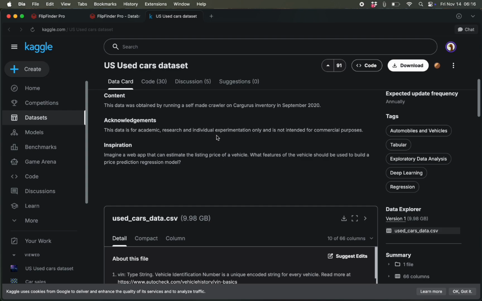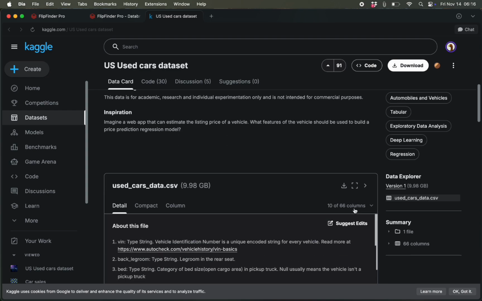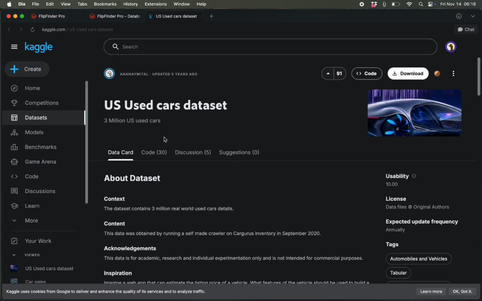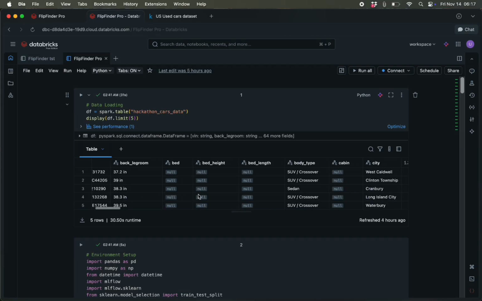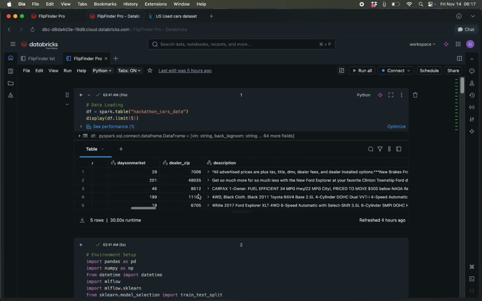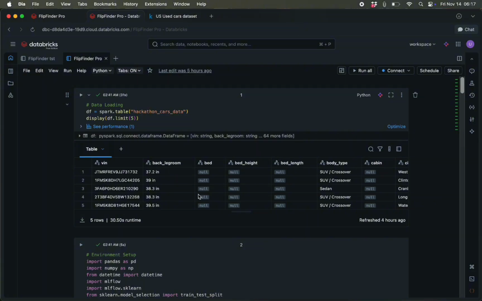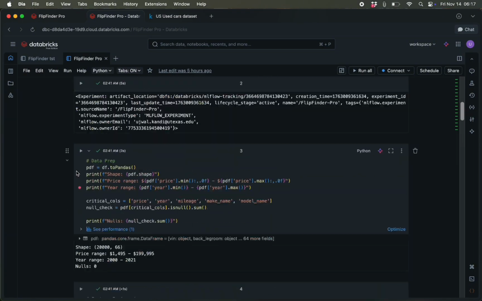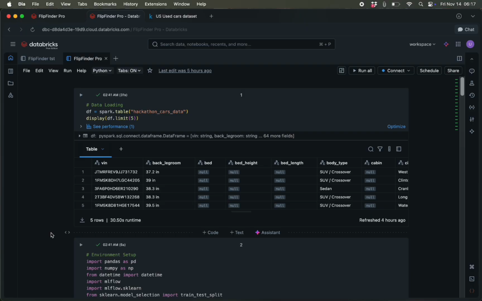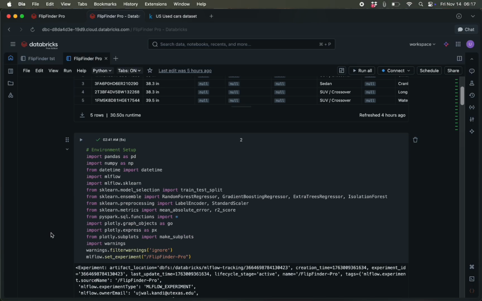For this project, I chose a dataset from Kaggle that has 3 million used cars data and 66 columns. We don't need all that for the project, so I chose a 20K sample from it to train and test the ML model. In Databricks, we first upload the dataset into a notebook. The notebook has the complete pipeline from data ingestion and feature engineering to training multiple ML models, ultimately achieving 90% accuracy in predicting car values.